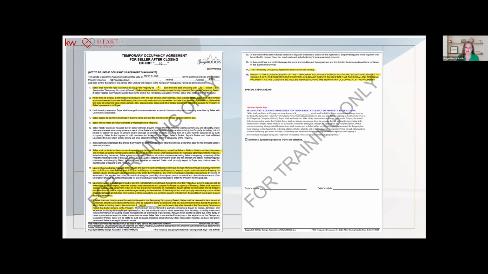Now, there's always the issue that pops up. What happens if there's damages and the seller does this and that? And can't we get the attorney to escrow some money and hold the escrow? First of all, no escrow can be held without the lender, if there is one, agreeing to it.